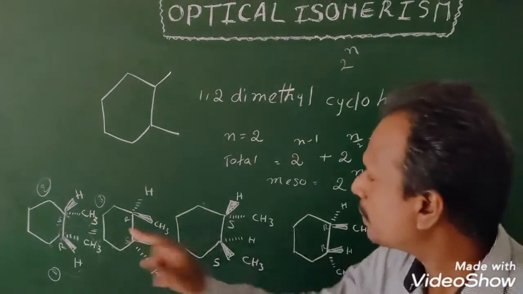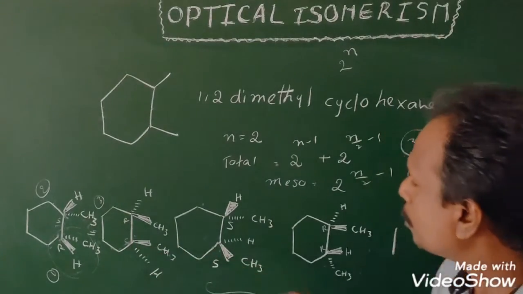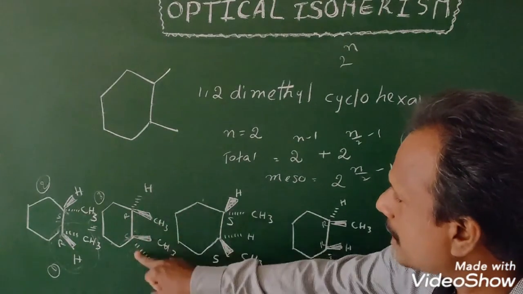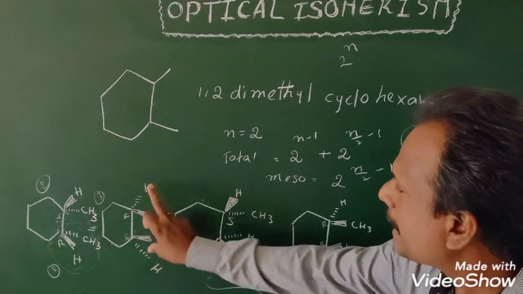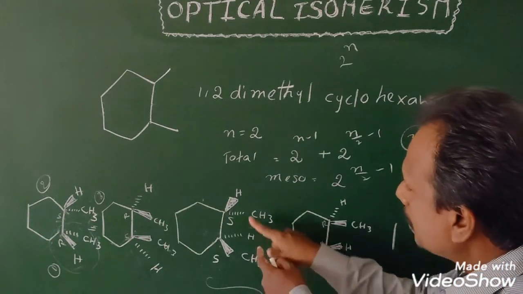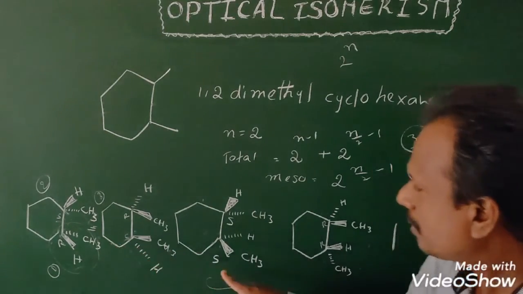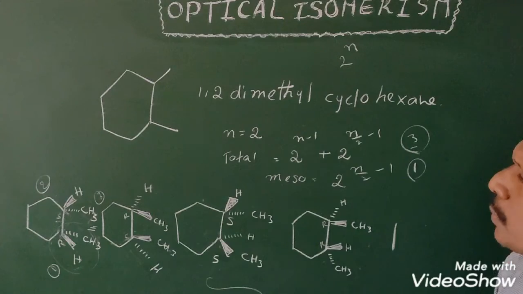Next one. What is the relation between these two? They are also geometrical isomers because here 2 H atoms are below the plane. Here one H atom is above, another is below. So this is the cis isomer, this is the trans isomer. These two are also geometrical isomers, also optical isomers.